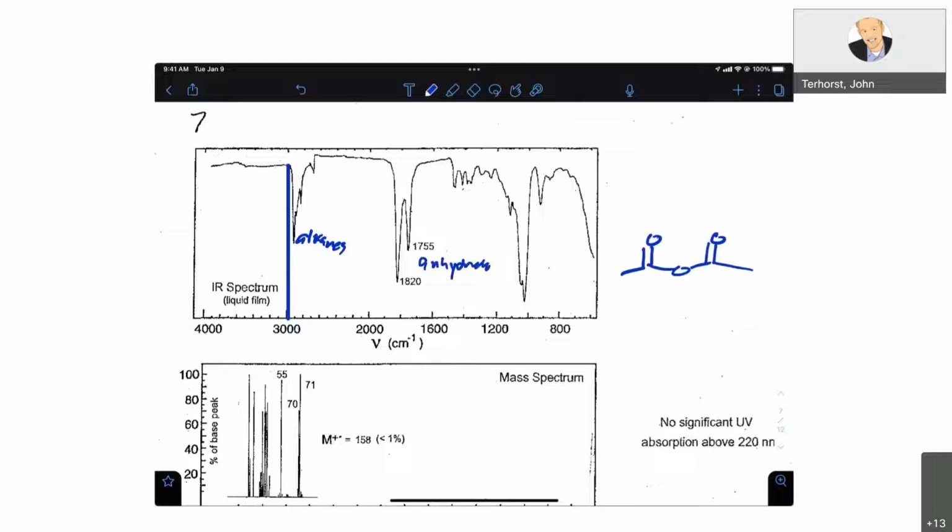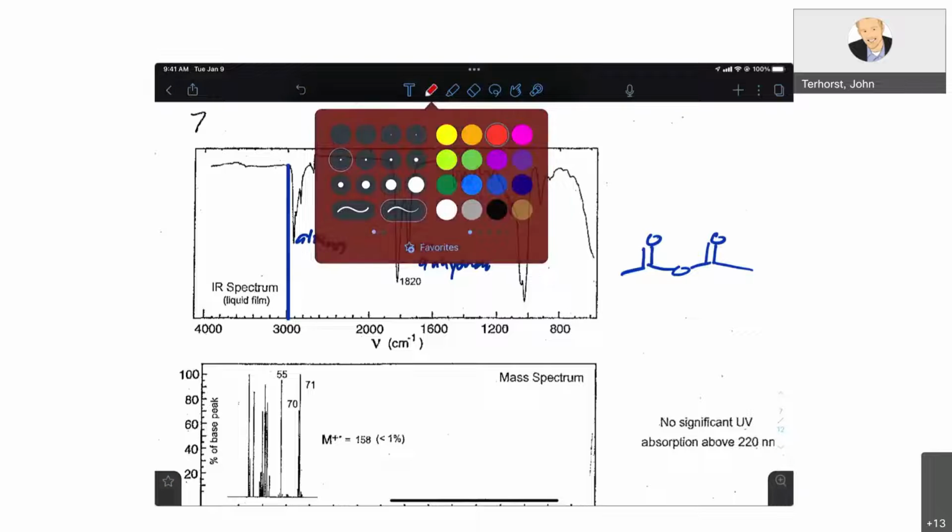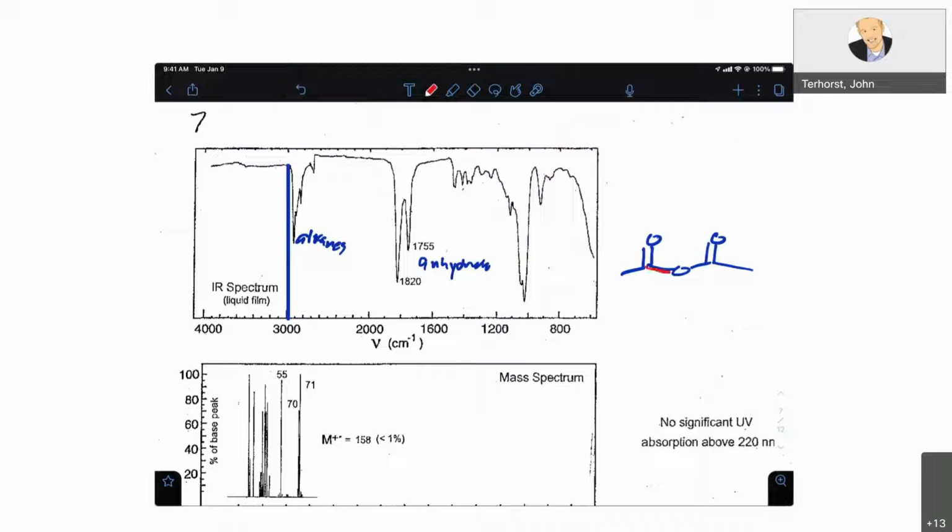And if you've got an anhydride, you should also see a carbon oxygen single bond, which is almost always at 1000. And that's exactly what we see here. So that's our carbon oxygen single bond. So pretty much the only thing that I know we have from the infrared is an anhydride and nothing else of really any interest.